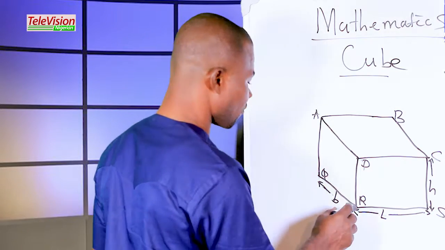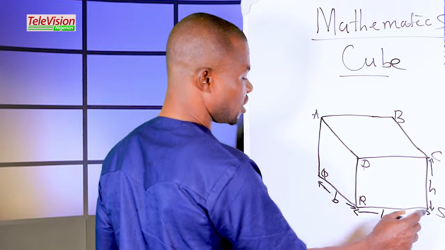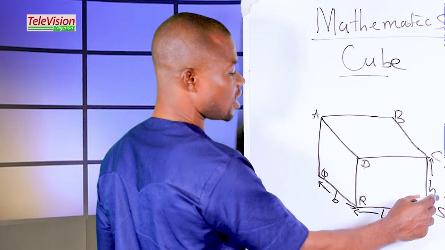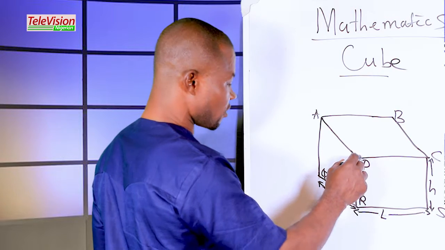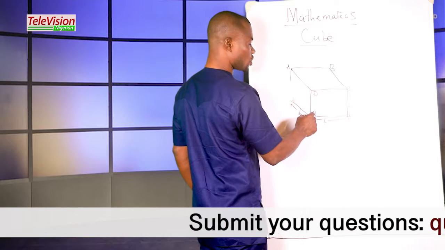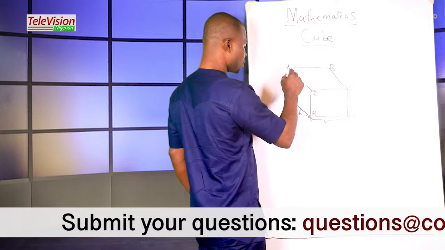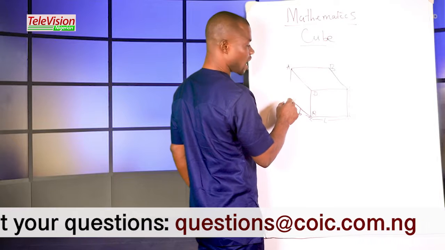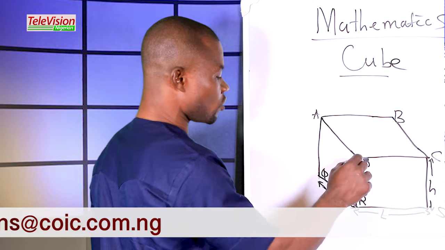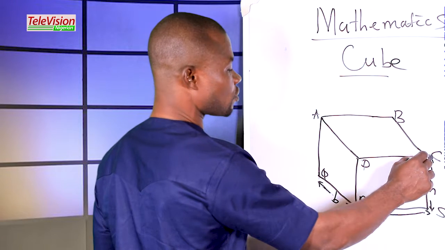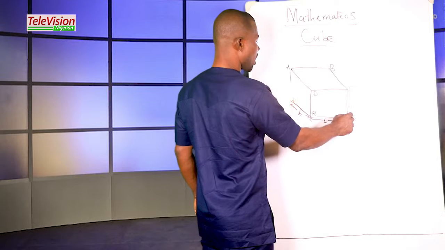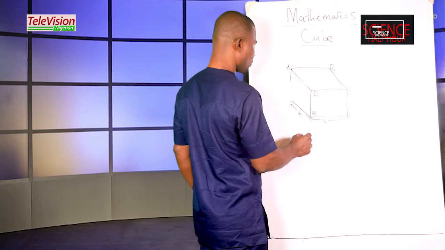The distance from here to here is the length, and the distance from here to here is the height. Then the distance from here to here, which is DR, is also the height. The distance from here to here is also the height. So AQ is equal to DR and is equal to CS, and they are the height.